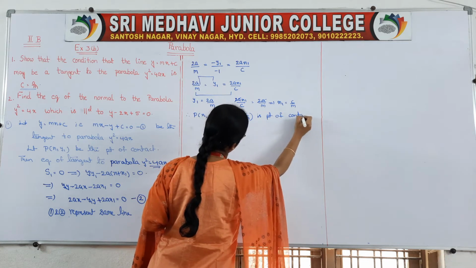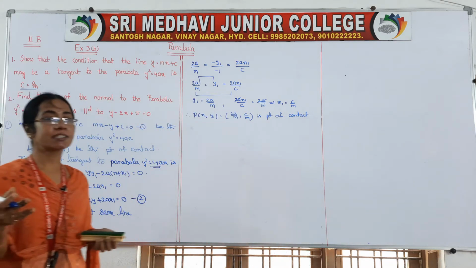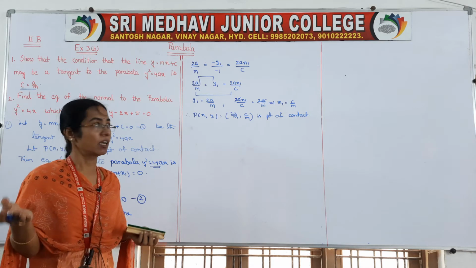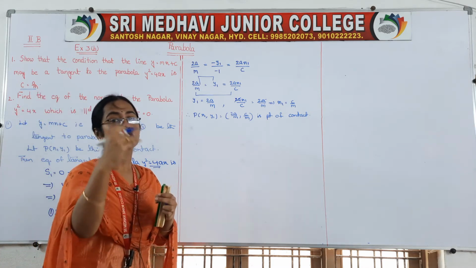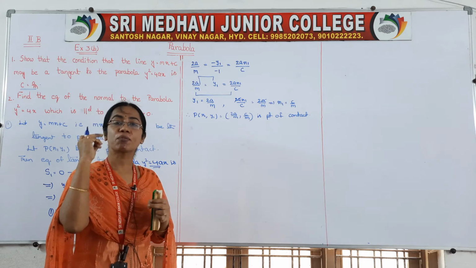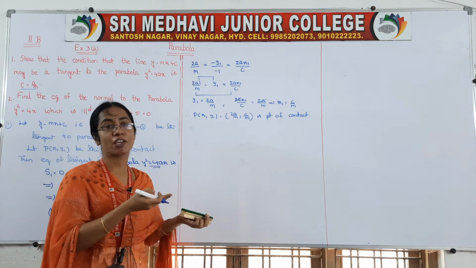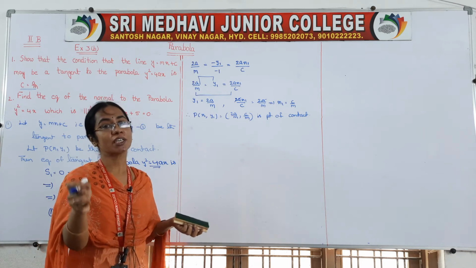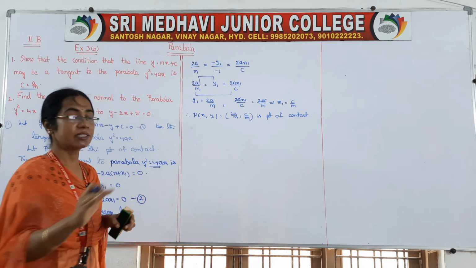Okay. So, this point definitely lies on the tangent, isn't it? What is the meaning of tangent? The line which touches the curve at one point is called the tangent. So, we got that point of contact. So definitely that point of contact lies on the curve as well as on the line, isn't it?